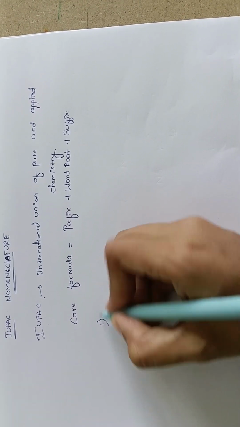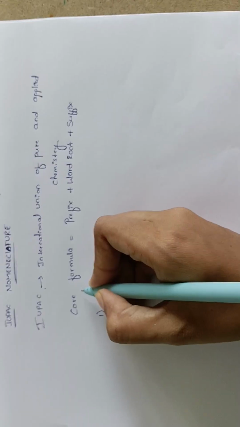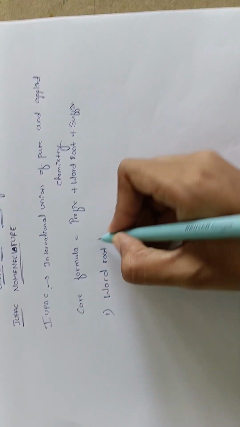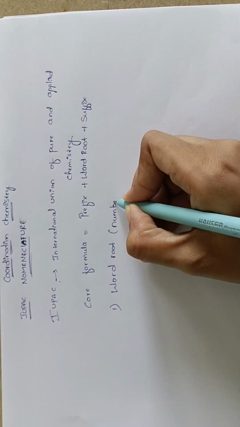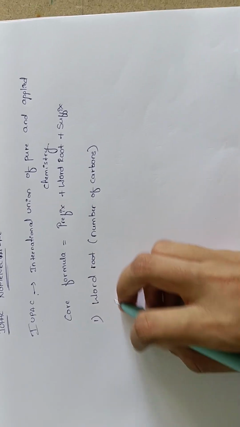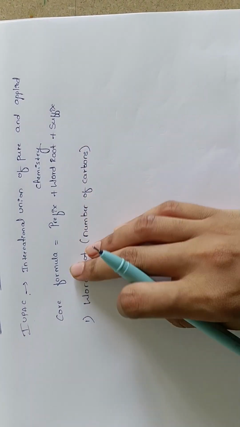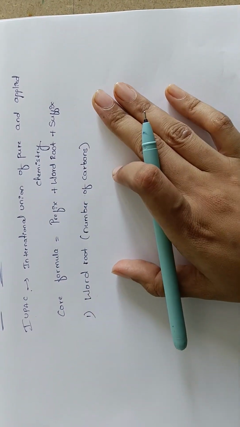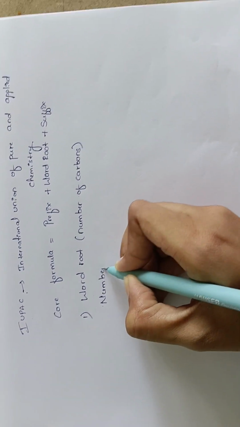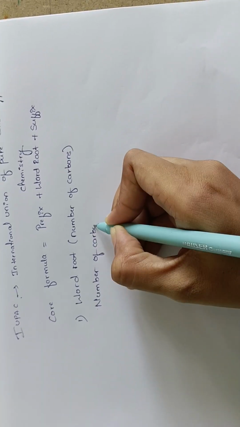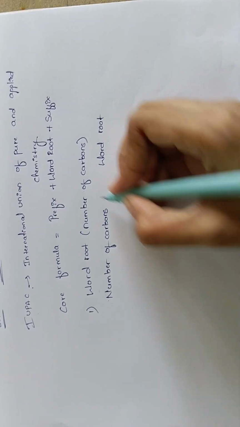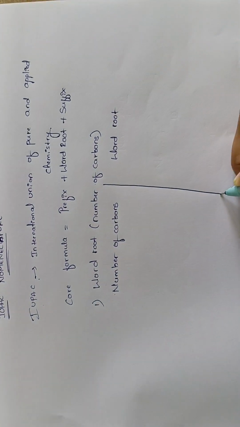First we discuss word root. Word root, another name is the number of carbons. This identifies the longest continuous chain of carbon atoms containing the principal functional group. Then number of carbons, word root. This is the table.